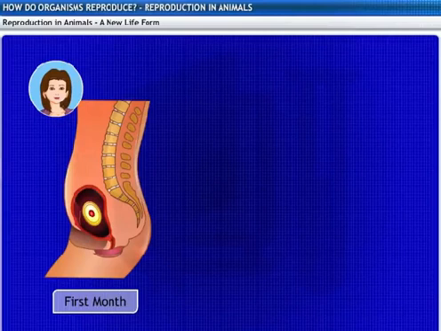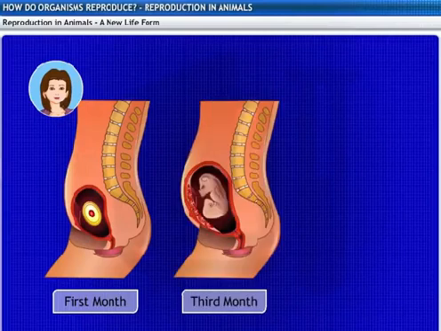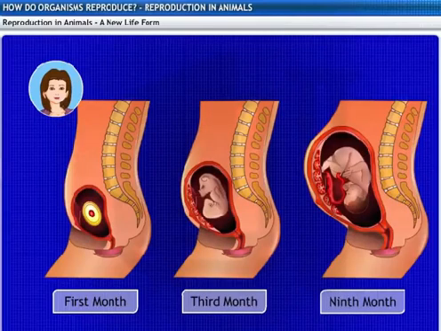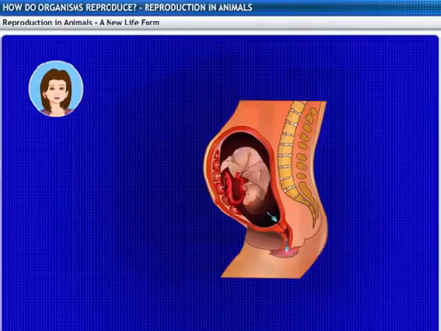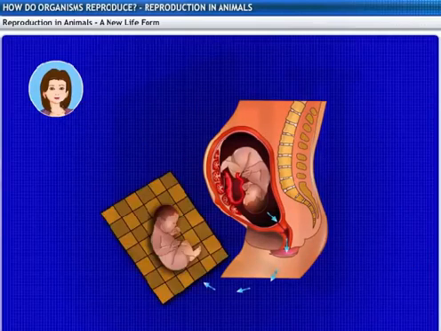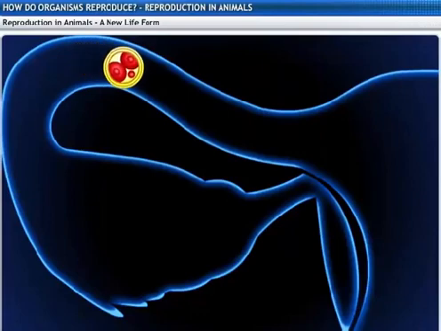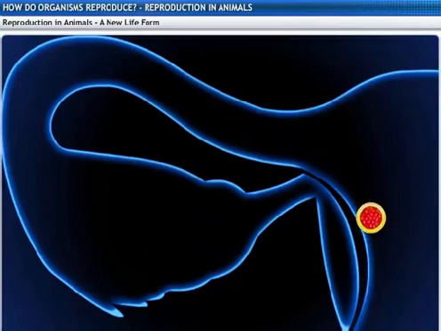The development of the child inside the mother's body takes approximately 9 months. The child is born as a result of the rhythmic contractions of the muscles in the uterus. Now, isn't that incredible? This fusion of the sperm and the egg has resulted in the formation of a new life form.